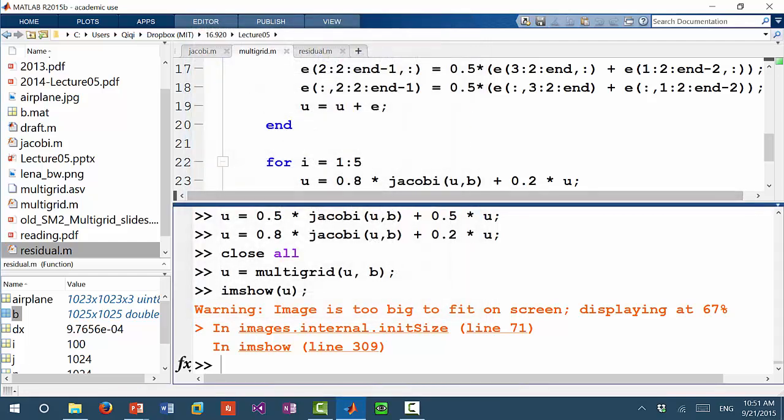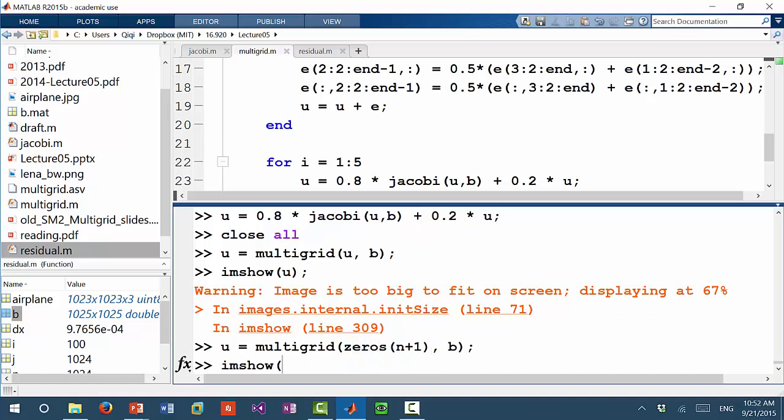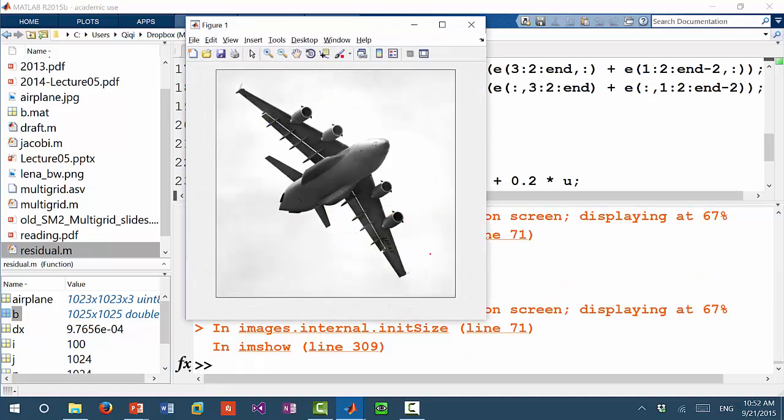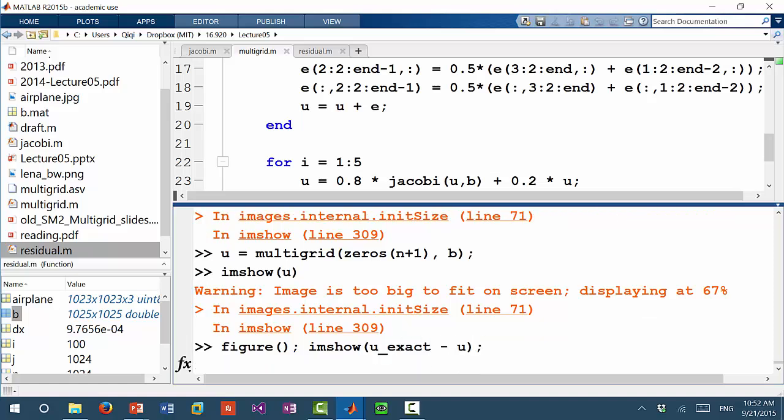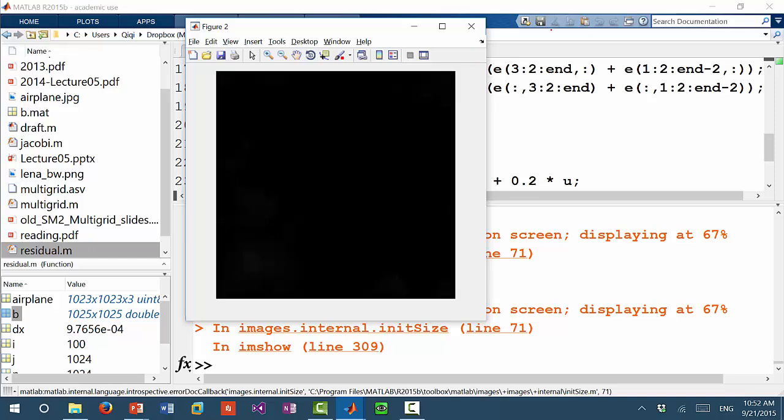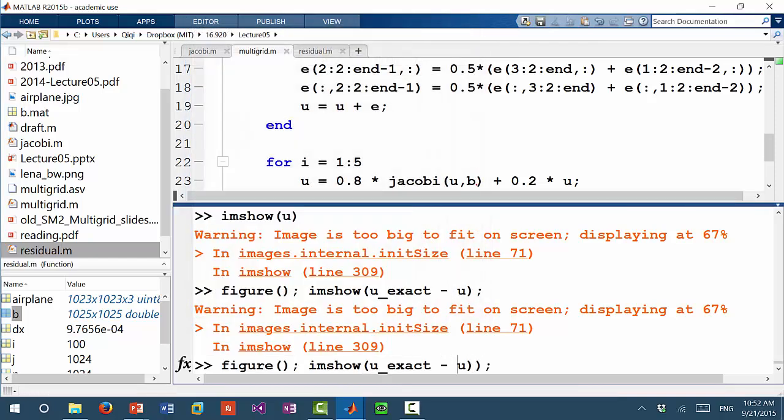Let's actually start from 0 to see how good we are. That's much better than a lot of iterations of Jacobi, right? For the Jacobi iterations, we waited for way longer than that, and we just got a contour. Okay, and let's see the solution error. Minus U. Let me take an absolute value of that.